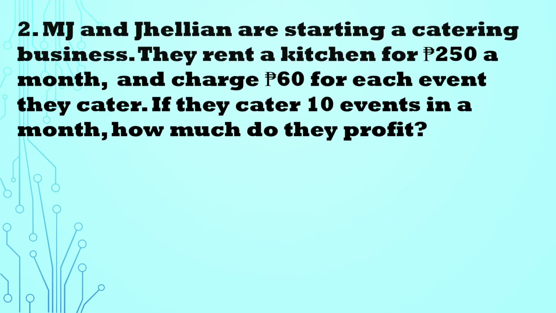So, let's have number 2. MJ and Jhellian are starting a catering business. They rent a kitchen for 250 pesos a month and charge 60 pesos for each event they cater. If they cater 10 events in a month, how much do they profit? So, tingnan natin yung mga given. So, we have 250 pesos, which is the amount of rent sa kitchen. So, 60 pesos for each event na ika-cater nila. So, charge for each event. And yung 10, ito po yung events na ika-cater nila sa isang buwan.